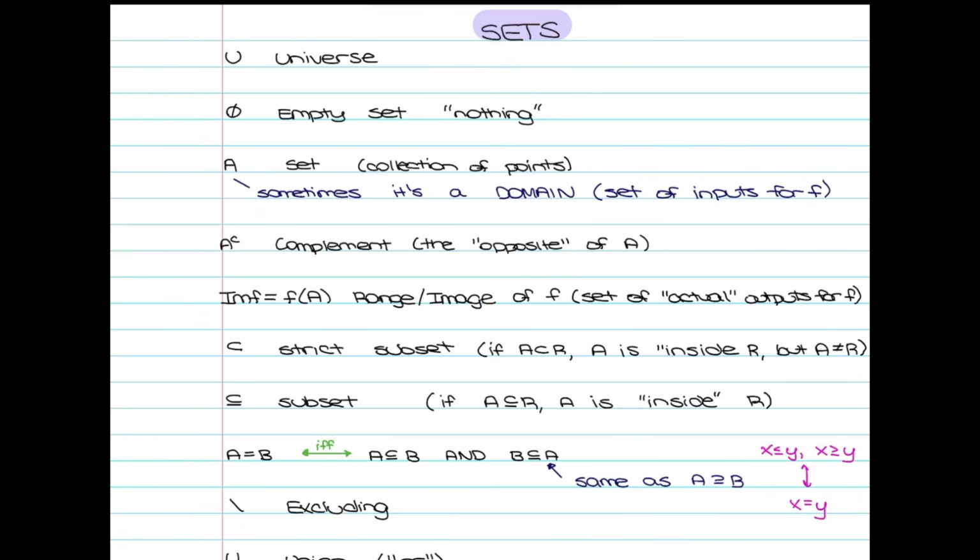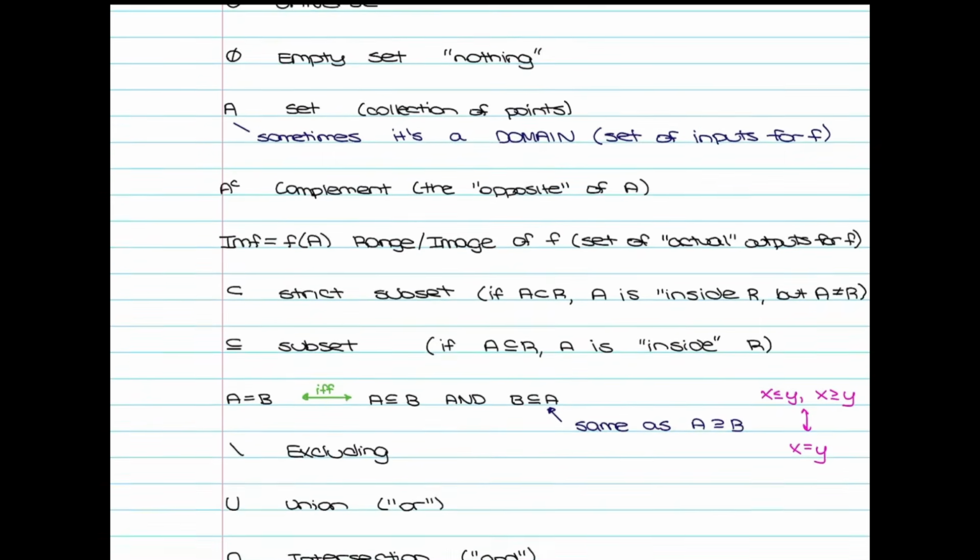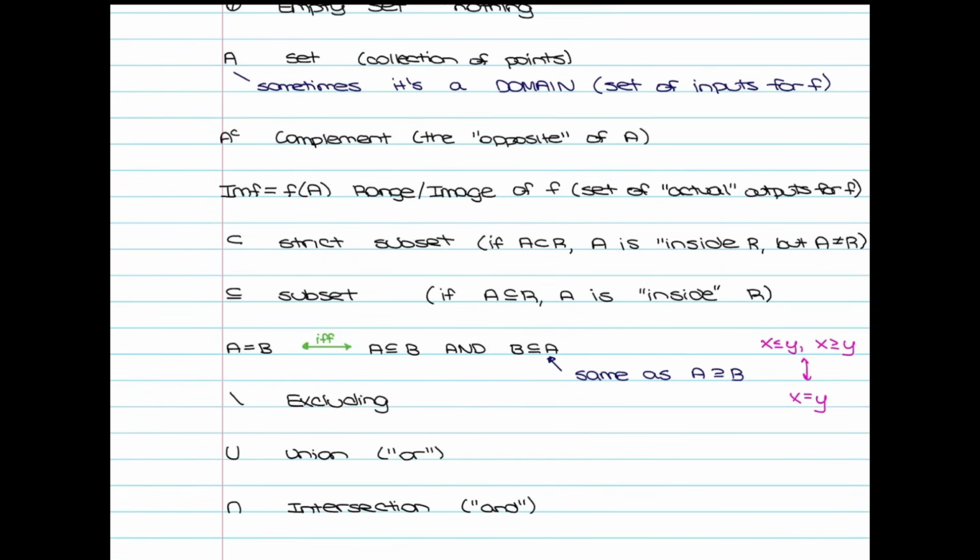Then we have excluding, which we saw before when we talked about the irrational numbers. They were written as R excluding Q. So it was R excluding the rational numbers. And then we have union and intersection, which you're probably familiar with. Union is like saying or, and intersection is like saying and.